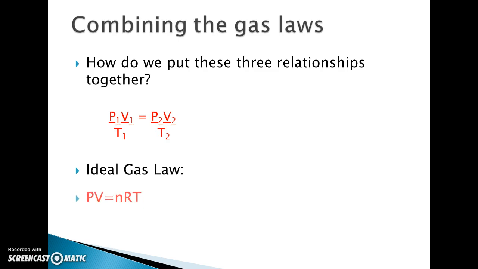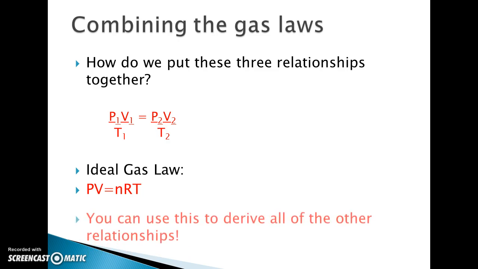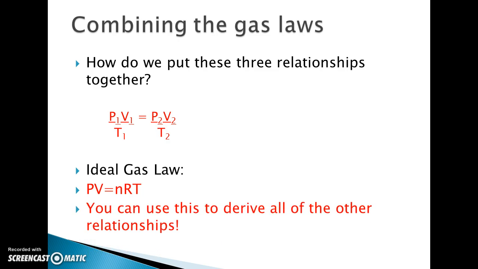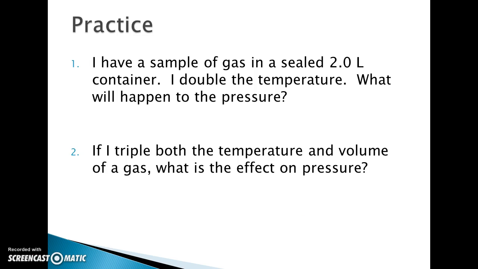The ideal gas law, PV equals nRT, hopefully you remember that from Chem 1. We can use this to derive all the other relationships as well. By setting PV over T equal to nR, which stays constant, I get my first half of the combined gas law equation, and we'll go over this in class.